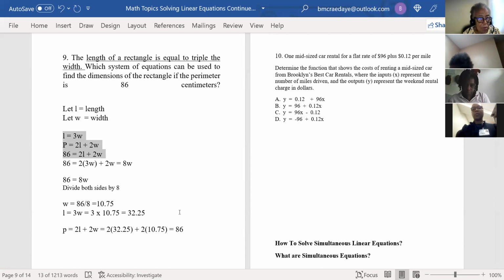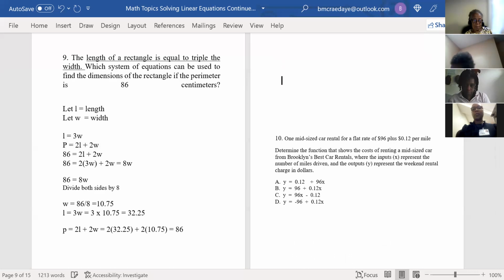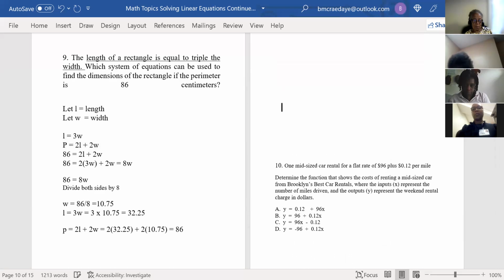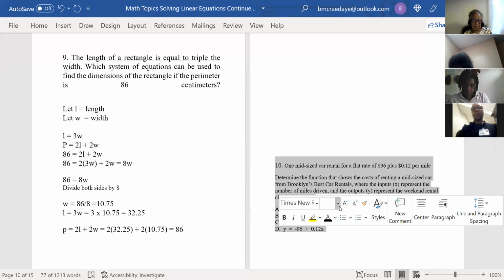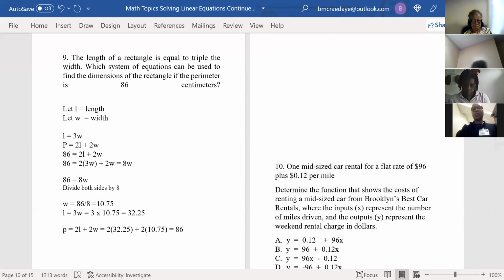Okay, let's go to number 10. I really want you to solve this. Let me bring this down and make it bigger. Okay, Maureen. That's a multiple choice. I want you to read it and then tell me what your answer is. I get B for my answer. You got the letter B.